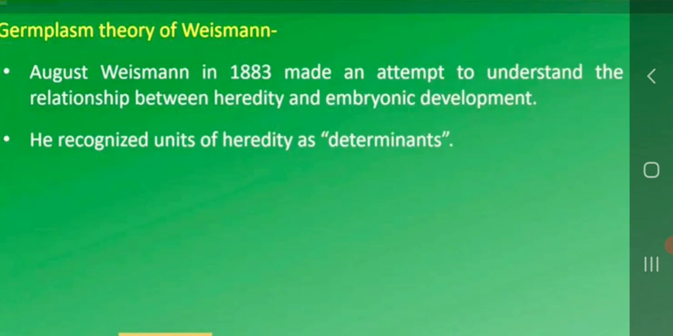Lastly, the germplasm theory of Weismann. Weismann in 1883 gave this theory, and according to this theory, some of the cells are somatic cells, they have somatoplasm, and they do not contribute to the transfer of characters from one generation to another generation, but there are particular cells known as the germ cells. They have the germplasm, and there are some units which are known as the determinants. These are responsible for the transfer of heredity from one generation to another generation. So this theory is known as the germplasm theory of Weismann.